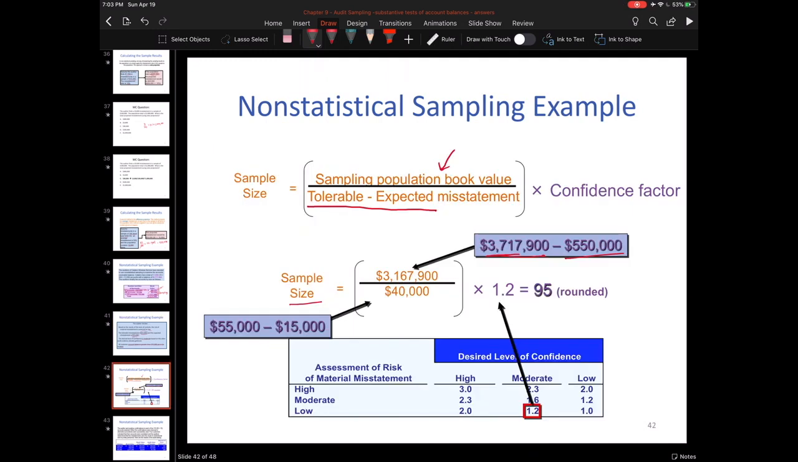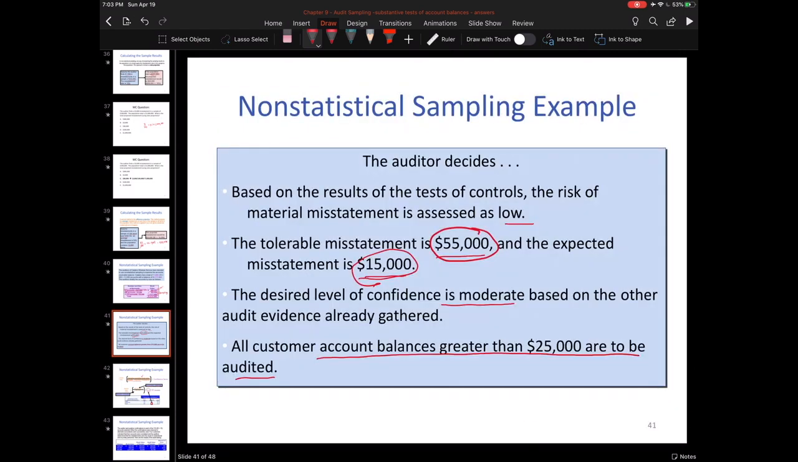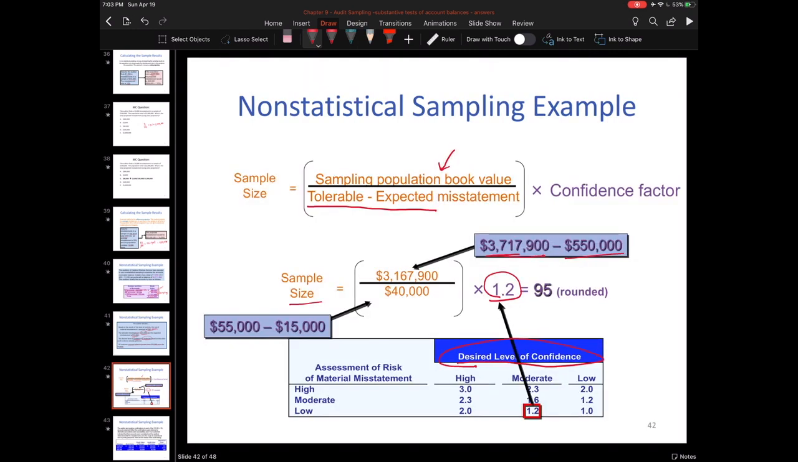Your denominator, the tolerable less expected, is just coming from here, my tolerable less my expected, and then you're multiplying it by your confidence factor, which remember is just coming from this table, and it's just coming from the information here about RMM and confidence of moderate. This will give you a sample size of about 95. There's no rule here about rounding up versus rounding down the way there was with the tables in attribute sampling.